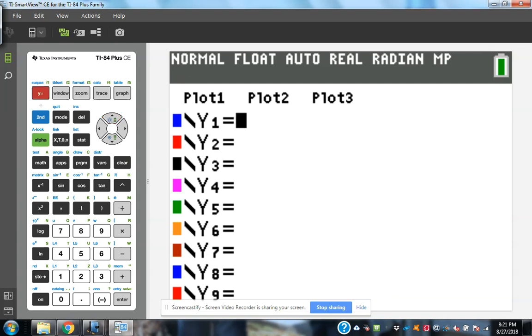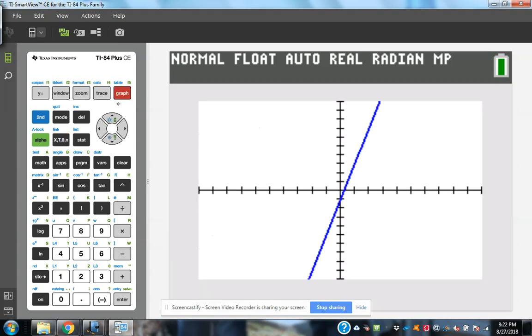Y equals, and then I'm going to type in the equation that they gave me, which was 4x minus 1. So I'm going to hit 4, and then to get the x, it's right beside the alpha button there. And then minus 1. Watch what happens when I hit graph. That is sweet. You get the picture of the graph you're trying to get, okay?